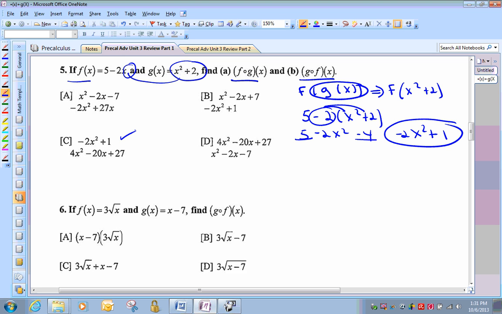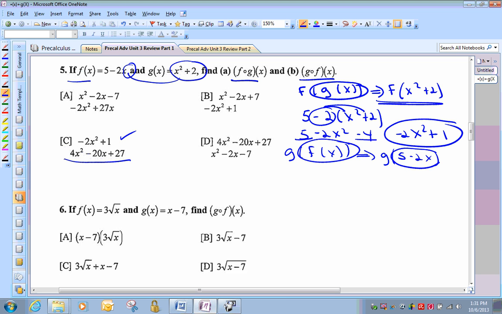I'm going to go ahead and do g of f for you real quick, but just so it's not multiple choice, you need to know how to do both. But there's your answer. All right, so you can check to see if you get this one. So if we do g of f, we're going to go g of f of x. And using this same little principle up here, let's say g of. Okay, well, f of x we know is 5 minus 2x. So we're going to plug 5 minus 2x in for all the x's in the g function. So parentheses 5 minus 2x, and we're going to square it, plus 2.